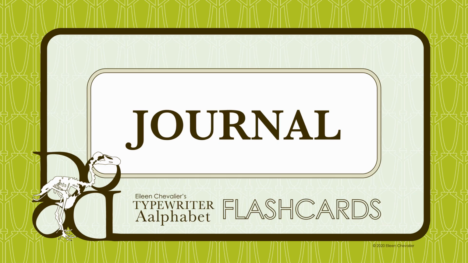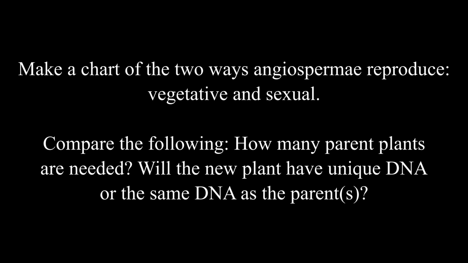And for your journal activity, there's only one for today, but it's kind of a biggie, and it's something that I'd like for you to use in future lessons as well. So make a chart of the two ways that angiospermae reproduce, vegetative and sexual. Compare the following. How many parent plants are needed? Will the new plant have unique DNA or the same DNA? And if it can do both, then just mark that it can do both. And even if it's reproducing sexually, can it have only one parent? If it's self-fertilized, you need to write that.